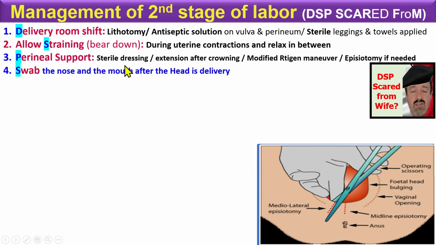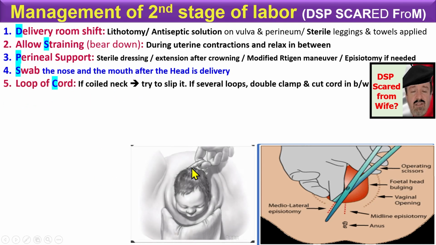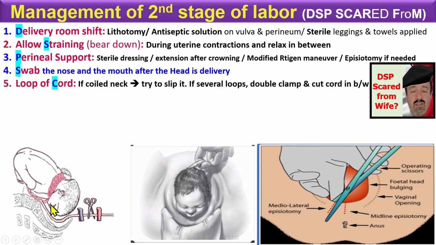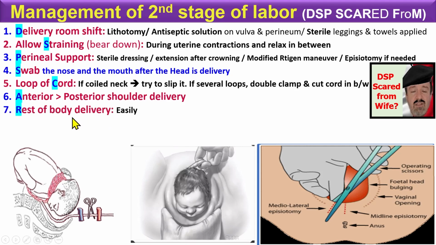Okay, after the delivery of the head, you should swab the nose and the mouth, and then look for a loop of cord. If it's around the neck, try to slip it. If there are several loops, you should cut the cord in between. So you apply two clamps and cut in between with the scissors. Okay, and then you deliver the anterior shoulder followed by the posterior shoulder. And the rest of the body is delivered easily.